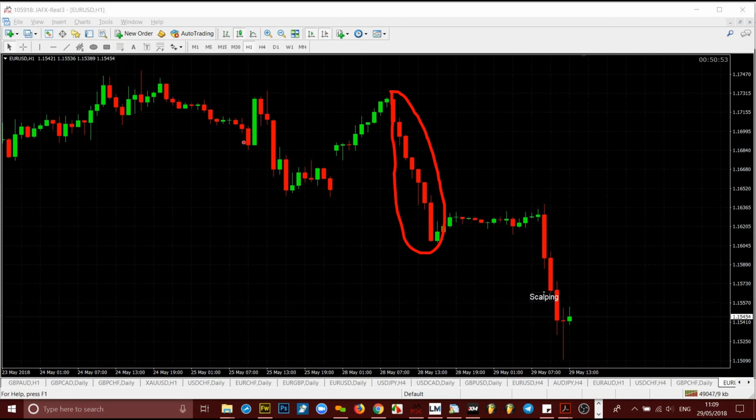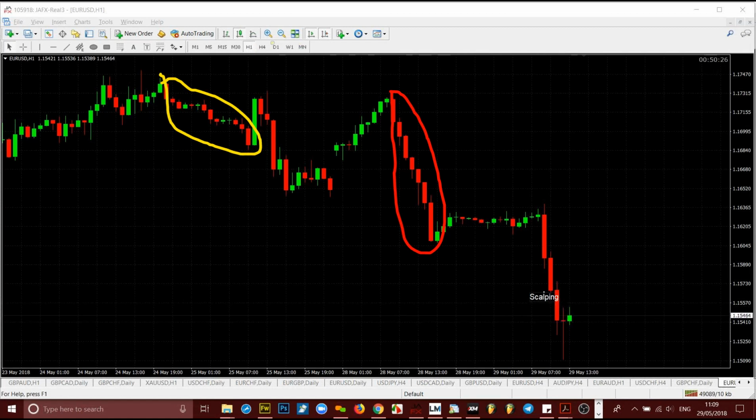Let's see this one. How many are here? See, this is 1 hour. 1, 2, 3, 4, 5, 6, 7, 8, 9, 10, 11, 12, 13, 14, 15. It took 15 hours for that candle to finish forming. This is how long it takes for every candle to form.